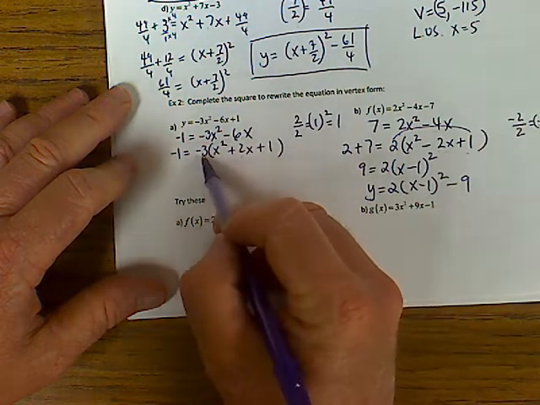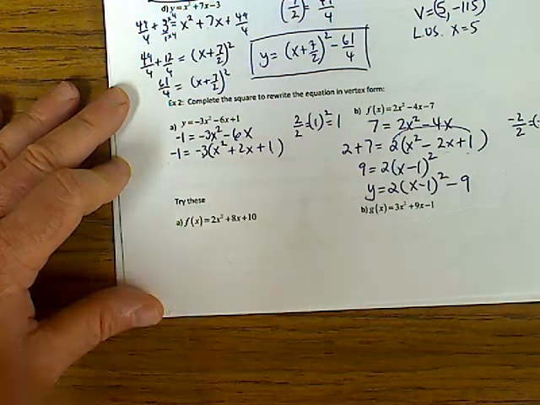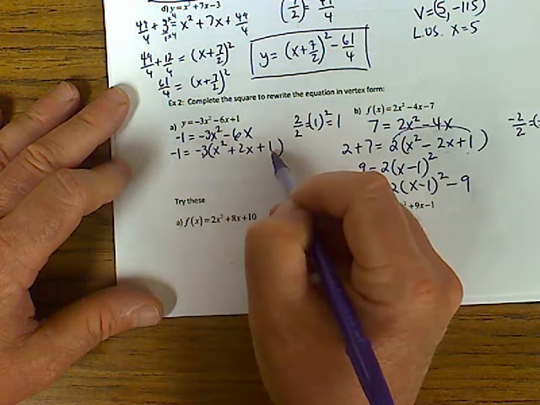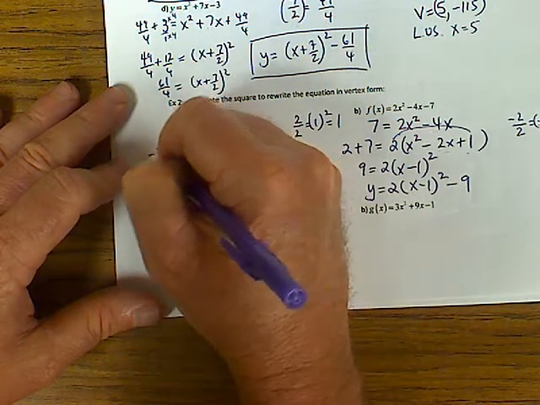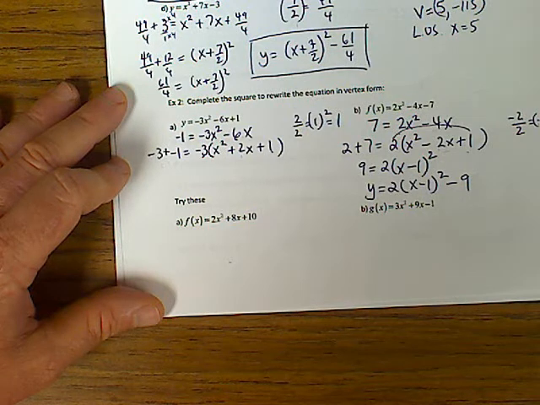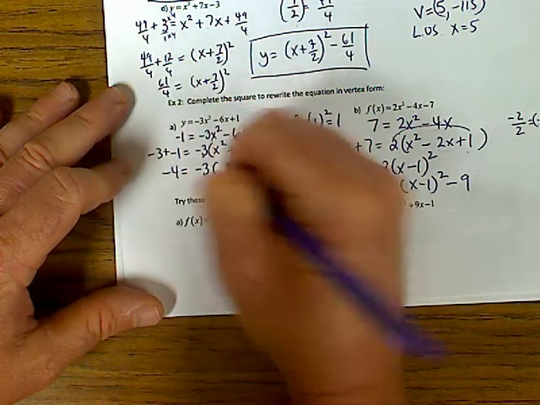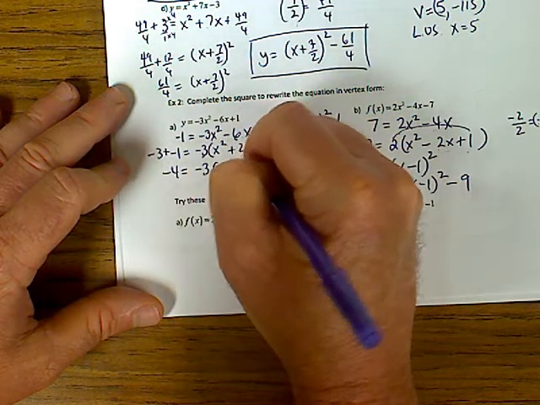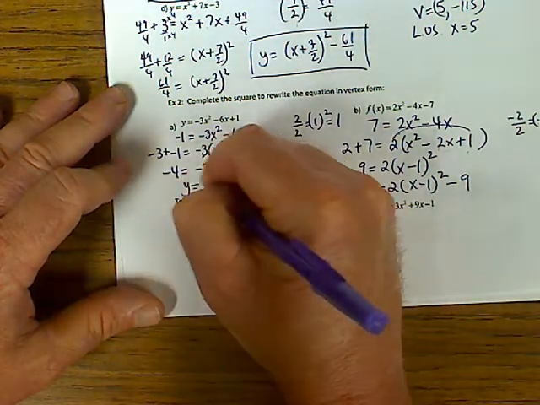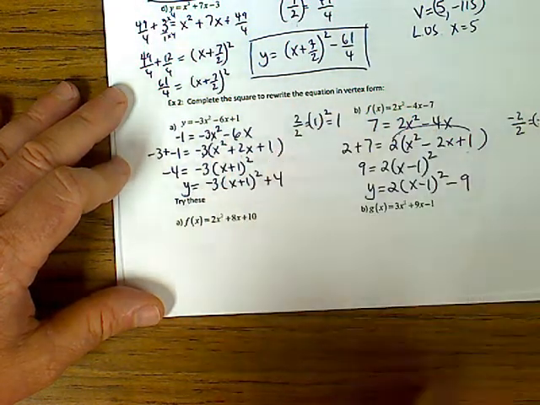And then you'll do negative 3 times 1 to figure out what you add over here. Again, that is the most common mistake right there, that students don't do the negative 3 times 1 part. Negative 3 times 1 is negative 3, and that's what's going to get added to this other side. All right, now you're set. So you got negative 4 equals negative 3 times x plus 1 squared. Move the 4 over. y equals negative 3 times x plus 1 squared plus 4.